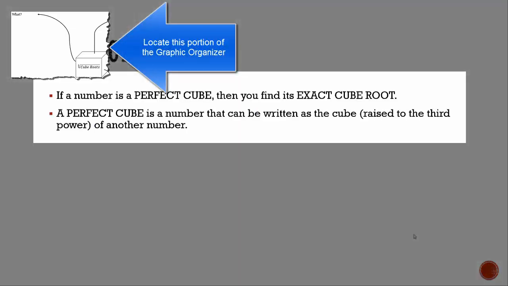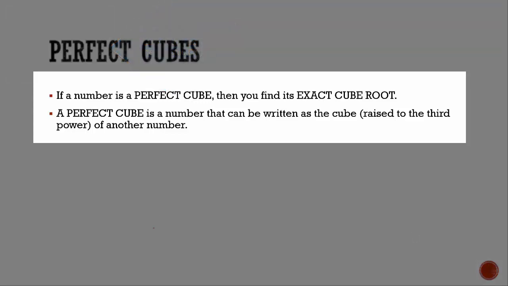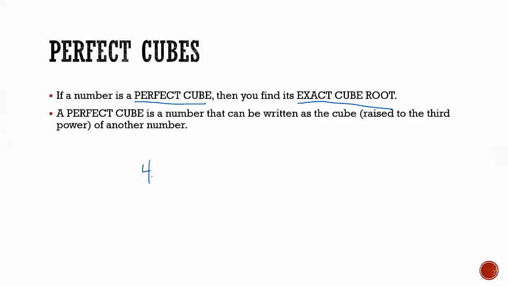So first, let's discuss what is a perfect cube. If a number is a perfect cube, then you can find its exact cube root. So a perfect cube is any number that has an exact cube root. So just like there are perfect squares, you have perfect cubes. And a perfect cube is a number that can be written as the cube, which means raised to the third power, of another number. So in review from the last lesson, we talked about square numbers.